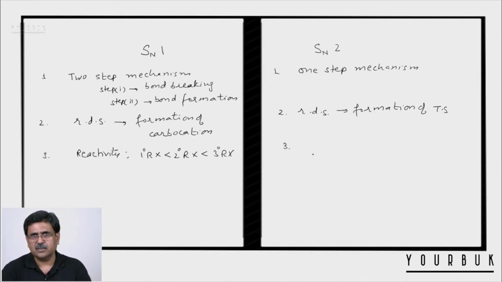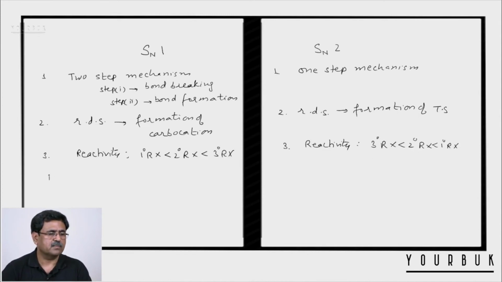And in the SN2 reaction, the nucleophile attacks from the back side. So you should have less crowding at the alpha carbon. So 1 degree alkyl halides are the most reactive in SN2. So our reactivity order is this: 3 degree alkyl halide the least reactive, and 1 degree is the most reactive.